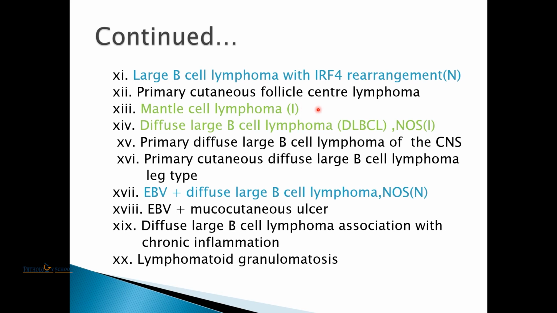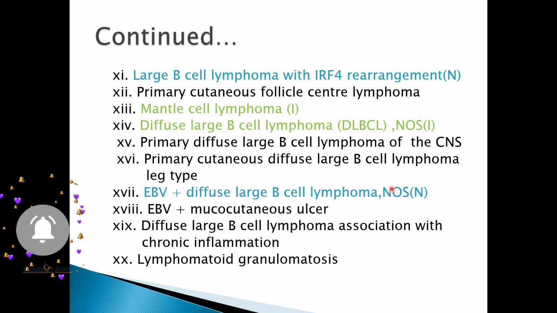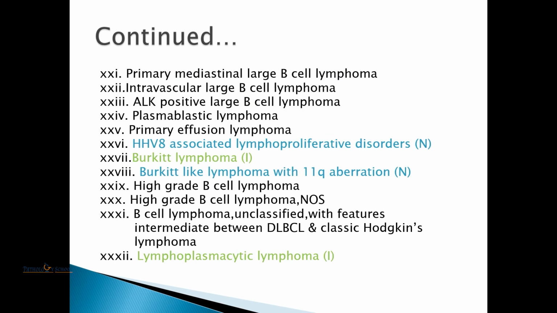Another important lymphoma is mantle cell lymphoma, diffuse large B-cell lymphoma, that is DLBCL, NOS, not otherwise specified. There is a separate entity, EBV positive diffuse large B-cell lymphoma, not otherwise specified. The change is in the nomenclature. Previously it was known as EBV positive diffuse large B-cell lymphoma of the elderly, and now it is known as NOS, that is not otherwise specified.